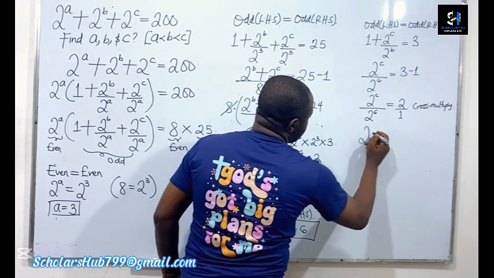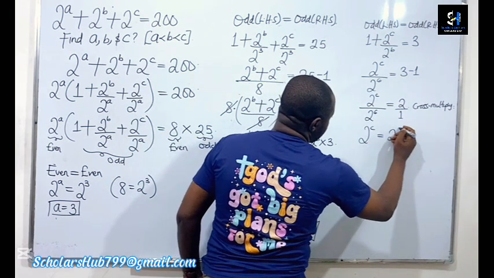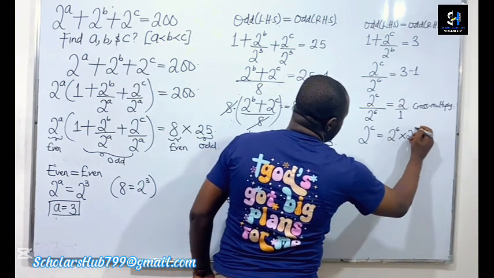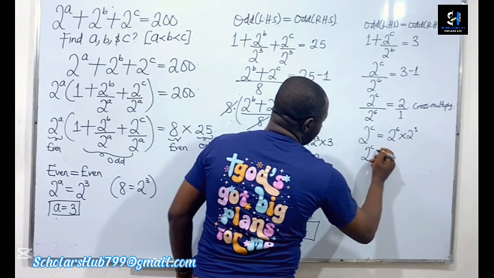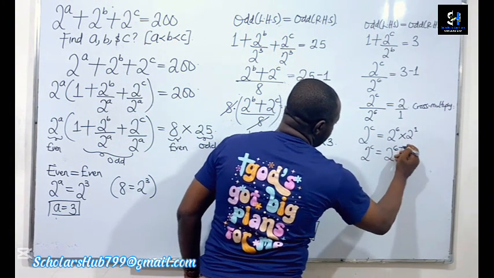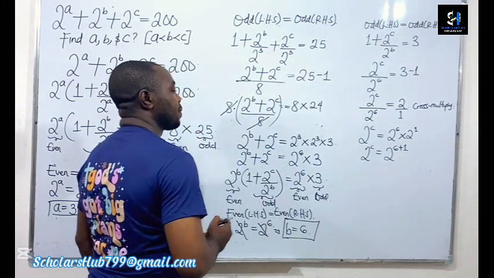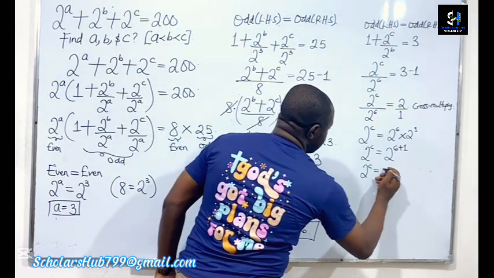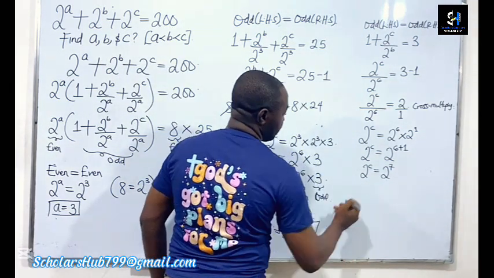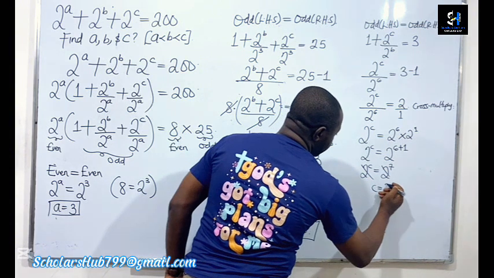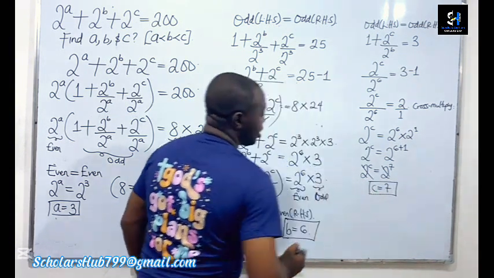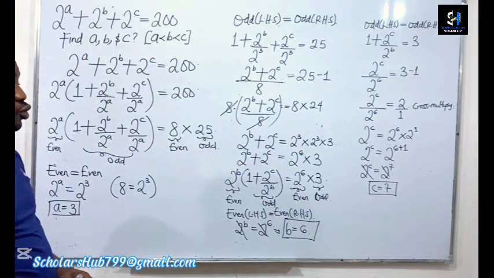So now I can cross multiply, so that this will be 2 raised to the power of c equals to 2 raised to the power of 6 multiplied by 2 raised to the power of 1. Then 2 raised to the power of c will be equals to 2 raised to the power of 6 plus 1. So that 2 raised to the power of c will be equals to 2 raised to the power of 7. So that the value of c will be 7. So c is equals to 7.